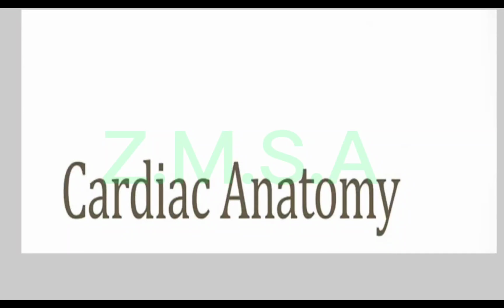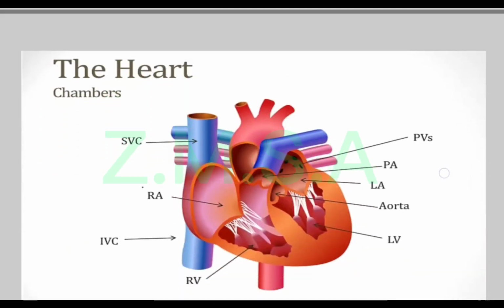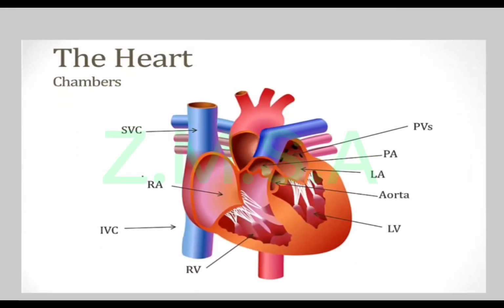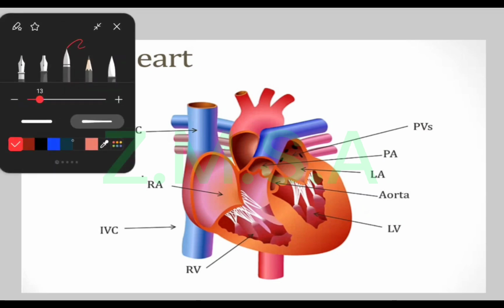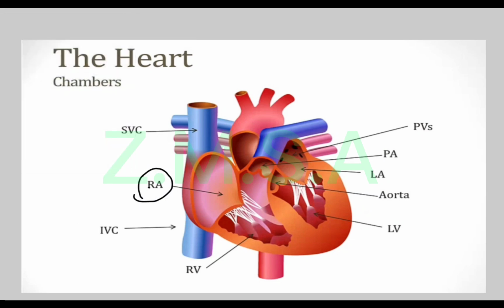Today I'm going to discuss cardiac anatomy. First of all, we should know about the chambers of the heart. We know very well from basic science that there are four chambers of the human heart. One is the right atrium. Second is the right ventricle. Third is the left atrium, and fourth is the left ventricle.